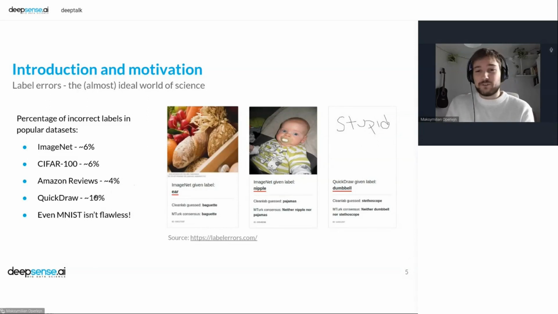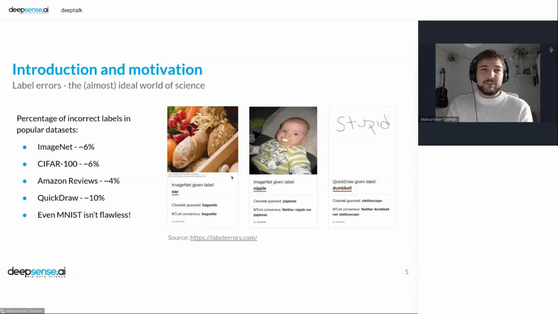Also Quick Draw, which is also a popular dataset, has about 10% of noise. And what is interesting, even MNIST isn't flawless. I assumed that it is easy to annotate numbers, the digits, but apparently it is not so easy, because we have 15 images which are incorrectly labeled.